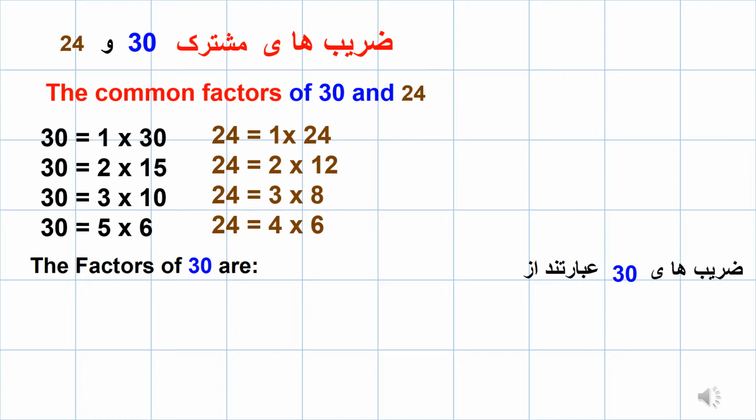Friends, we want to write down the factors of 30 in a row. For this purpose, we go from 1 up to 5 downward and from 6 up to 30 upward. So the numbers are 1, 2, 3, 5, 6, 10, 15 and 30.